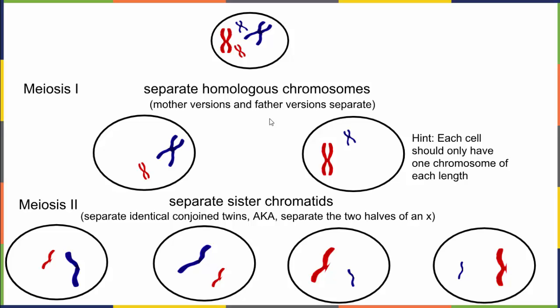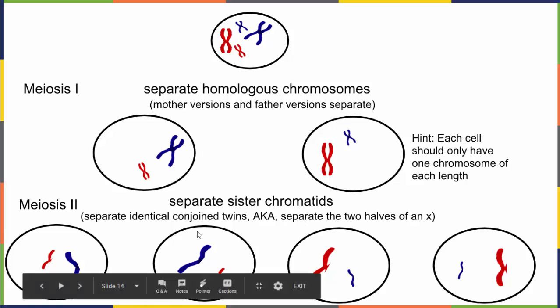So you should be able to look through this figure and clearly identify, okay, I can see how we've separated homologous chromosomes. Okay, I can see that we still have chromatids attached together, and that once we get down here, those chromatids have separated now.